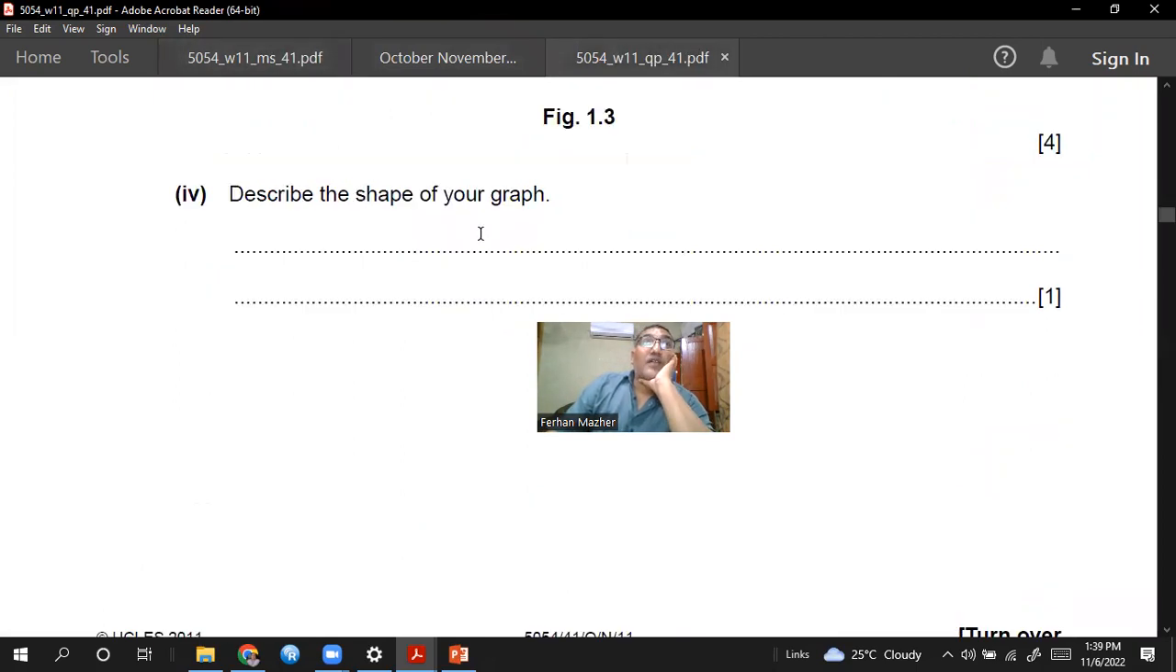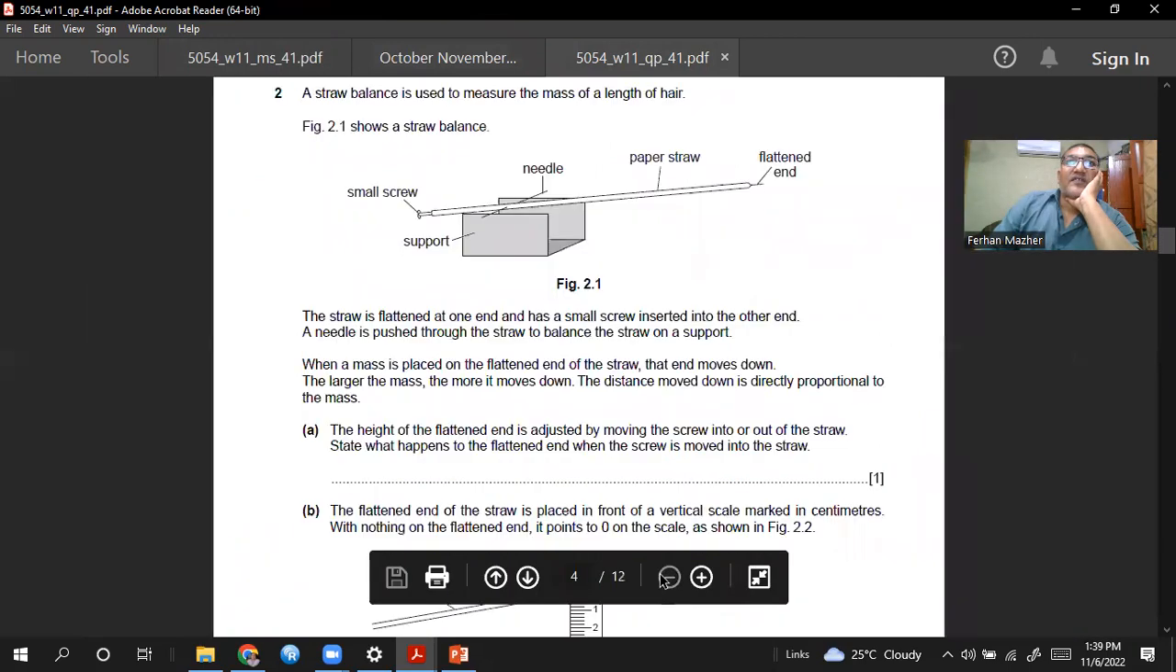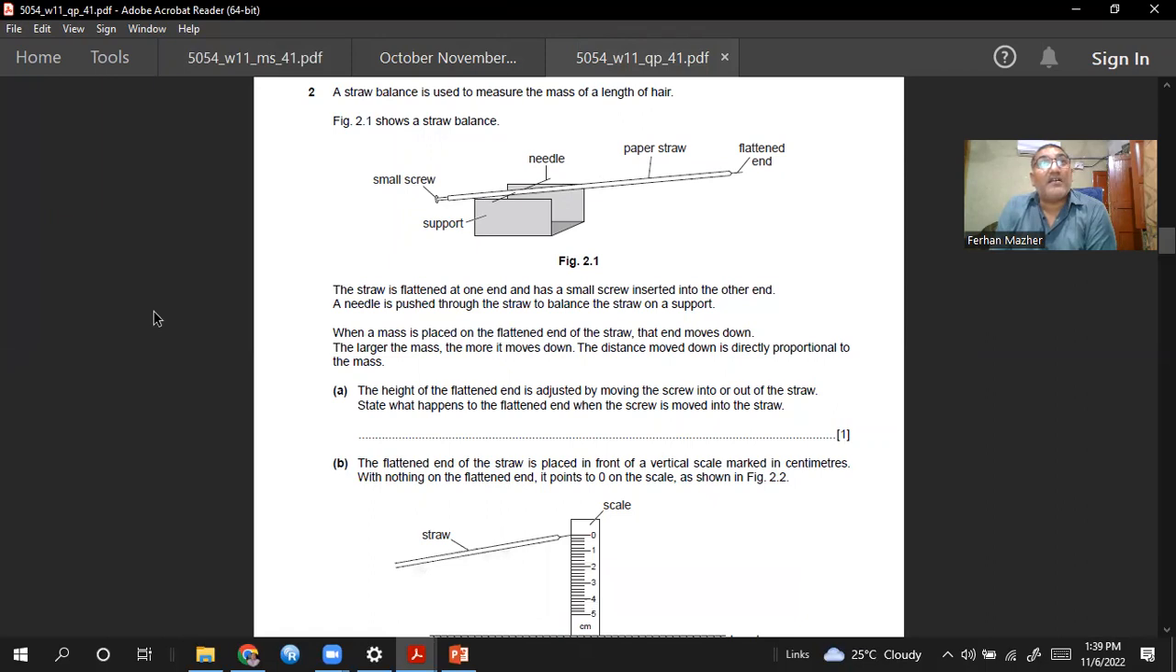So, okay, now we are going to the next question. The next question is question number two. He says, let me reduce the size so you can see the whole question. He says a straw balance is used to measure the mass of a length of hair. Figure 2.1 shows a straw balance.